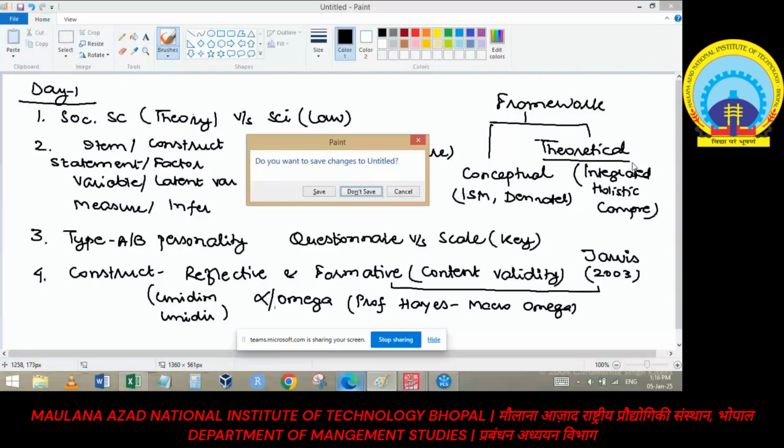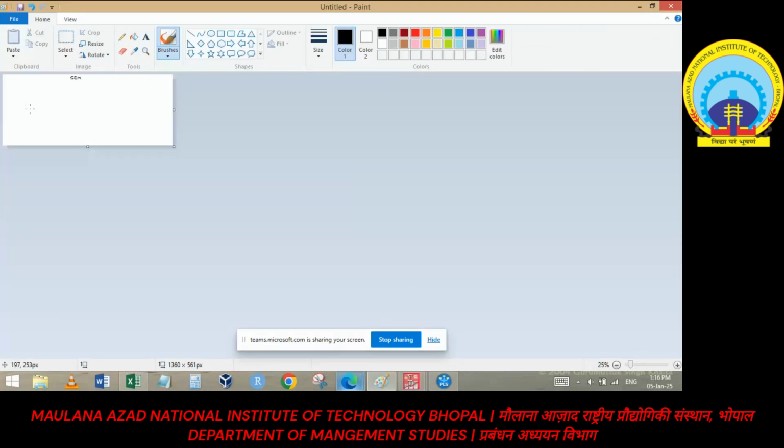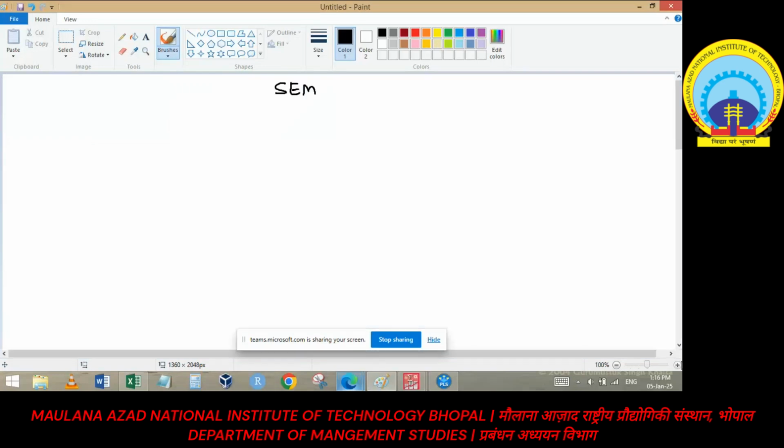Now today, let me start. On day 1, we also discussed the difference between SEM and regression. Now let's start with SEM, and I will give you a bird's eye view of what exactly is there in structural equation modeling. Just like on Google Maps, you say where is Bhopal, then in Bhopal you narrow down where is NIT, where is our department. Likewise in SEM, what exactly will we discuss?